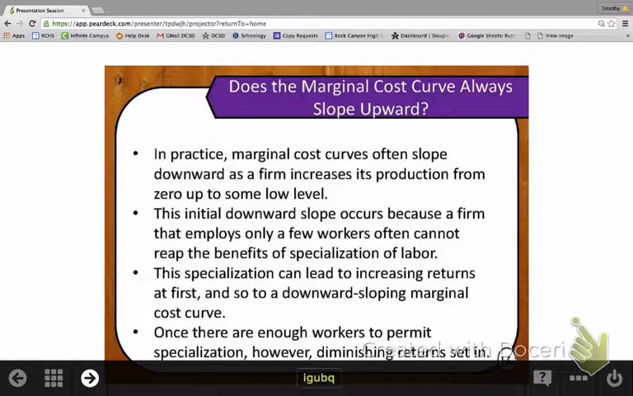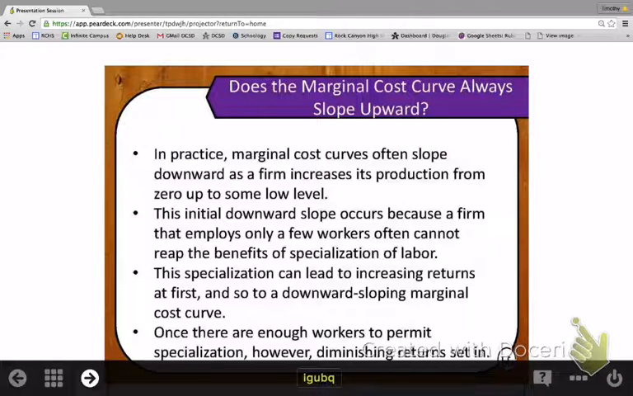So, does the marginal cost curve always slope upward? Well, a quick look at the marginal cost curve for the lemonade stand would show that initially the marginal cost of producing lemonade falls. So in practice, marginal cost curves often slope downward as a firm increases its production from zero up to some very low level of output.